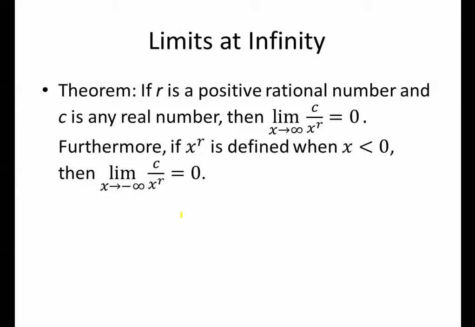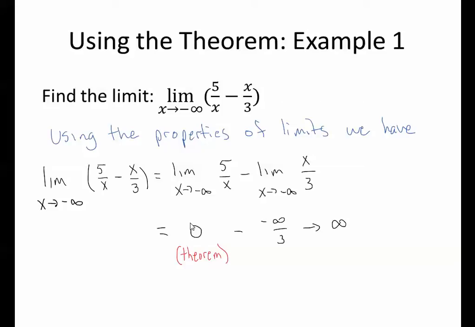How can we use this particular theorem? Let's look at a couple of examples. First, we're going to find the limit as x approaches negative infinity of 5 over x minus x over 3. We have properties of limits that allow us to take the limit of a difference. So the limit as x approaches negative infinity of 5 over x minus x over 3 is equal to the limit as x approaches negative infinity of 5 over x minus the limit as x approaches negative infinity of x over 3. Using the theorem for this one, we find that this limit is equal to 0.